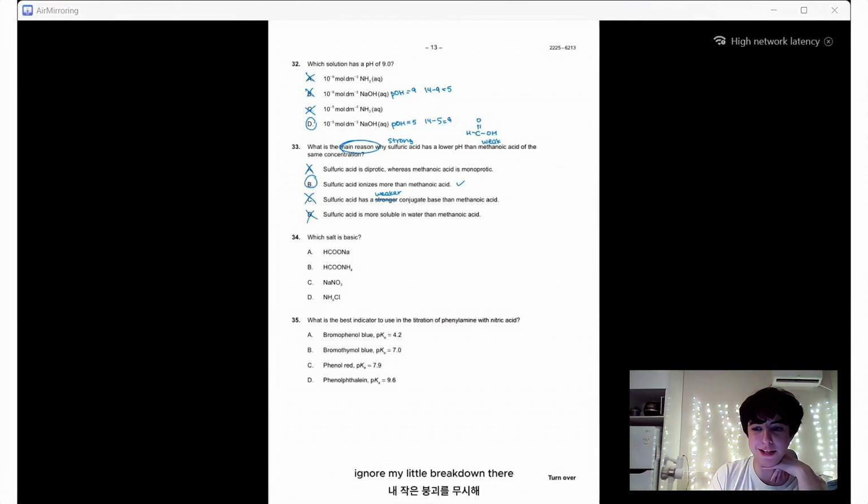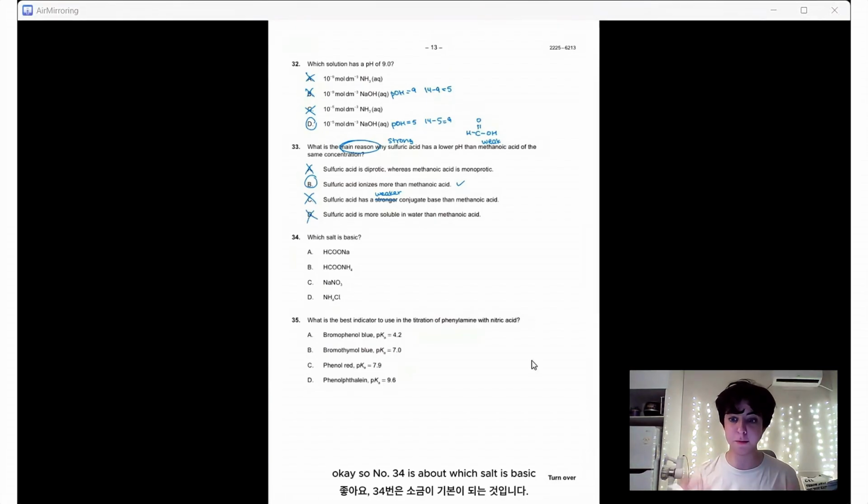Sorry, ignore my little breakdown there. Okay, number 34 is about which salt is basic. This is about the hydrolysis of salts. I'm going to first explain the theory, and I'm going to tell you my awesome metaphor that helps me remember this all the time. Is it a little out of pocket? Yes, but all of my metaphors are, and that's what makes them rememberable.